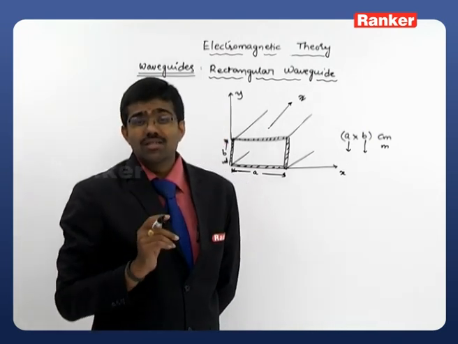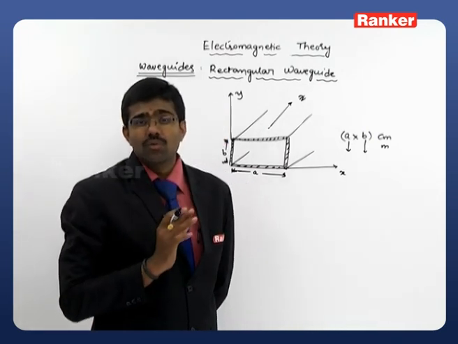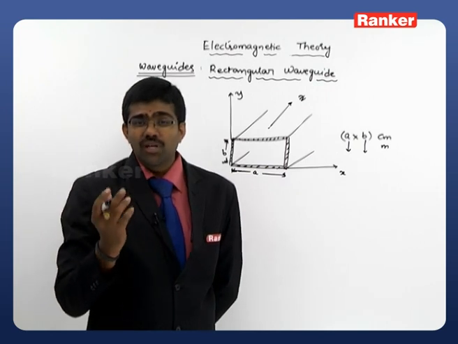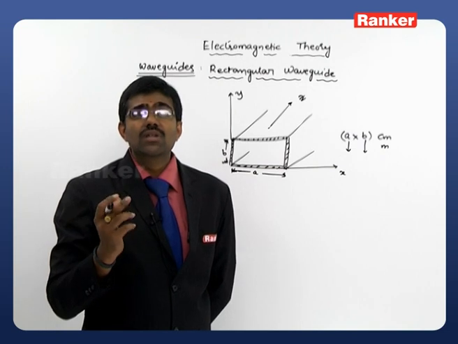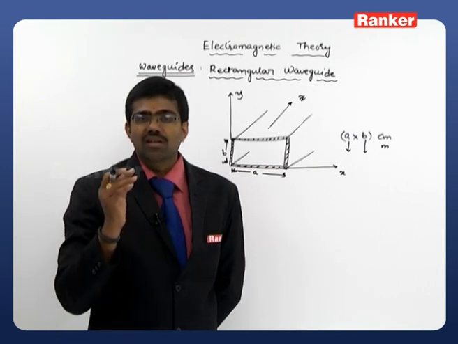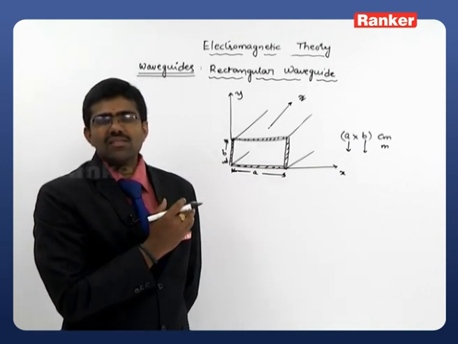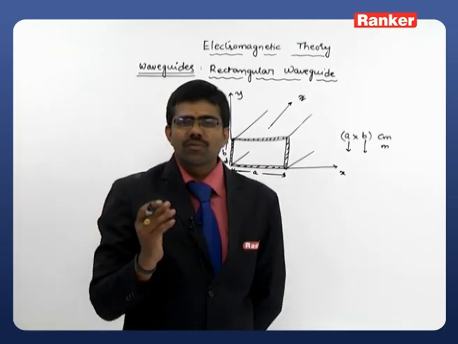Now, our main intention is to get the analysis for this rectangular waveguide. So, what are the field equations? What are the field components which exist in this rectangular waveguide? What are the equations for those fields? And what is the cutoff frequency? As I said, this will act as a high pass filter. What is the cutoff frequency for that one?